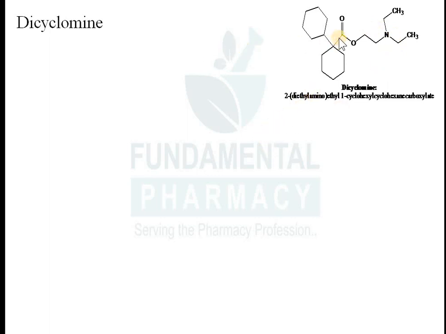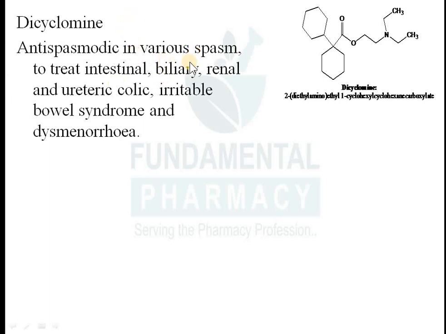Now this dicyclomine is a synthetic derivative of atropine. Atropine ke baad mein modification karke ye derivative banaya, and now this dicyclomine is a powerful muscle relaxer. So it is used as an antispasmodic in various kinds of spasm. It is used to treat intestinal, biliary, renal, ureteric colic, means spasm associated with the intestine, biliary tract, renal and urethra. So irritable bowel syndrome, and it's also used in the dysmenorrhea.